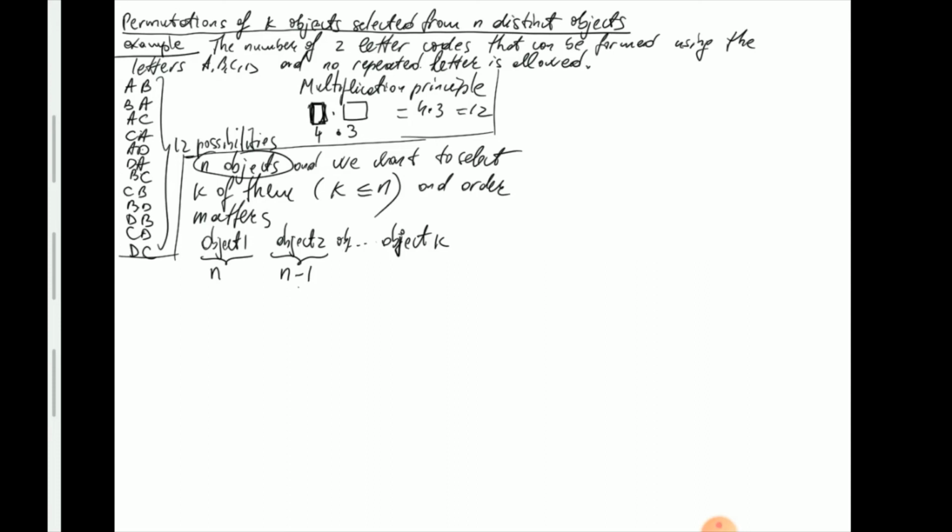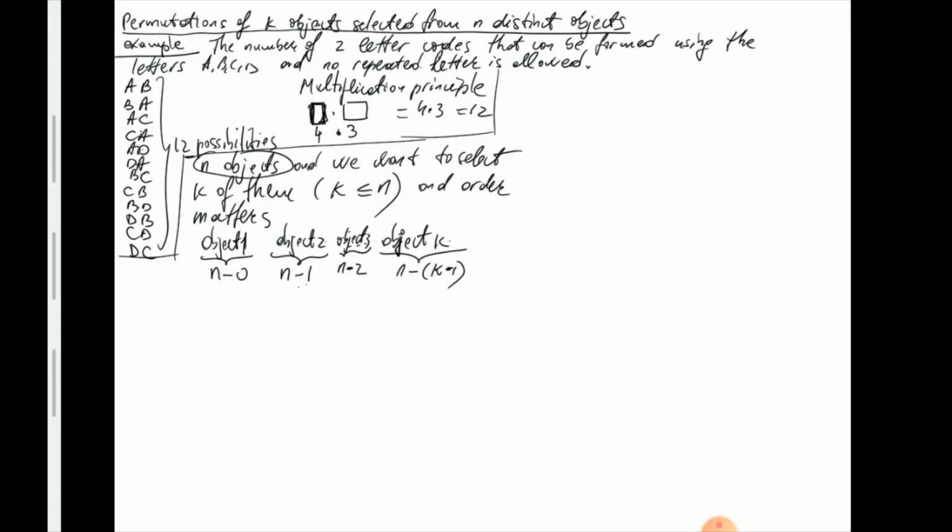Let's squeeze in here object 3. We're going to have n minus 2. And so the pattern is that the first object is n, so n minus 0. You can do it like that just to keep the pattern. Second object, n minus 1 choices. Third object, n minus 2. Kth object will be n minus quantity k minus 1. Right? So the number you subtract from n is 1 less than the slot number, because you select k objects.